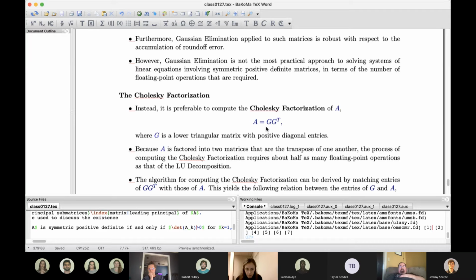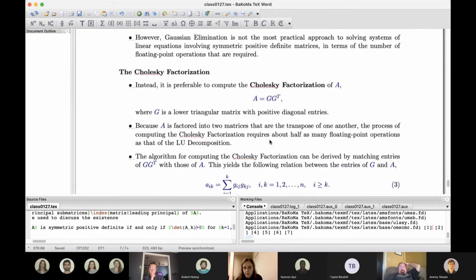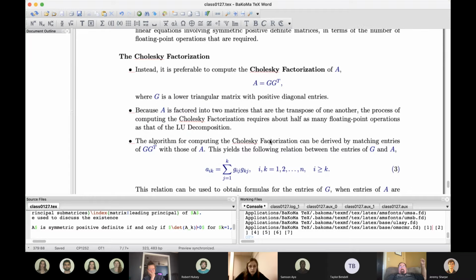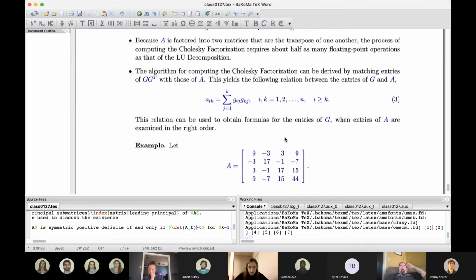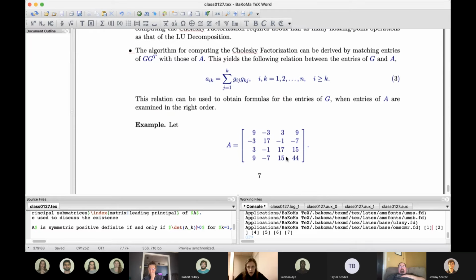Computing the Cholesky factorization, like LDL^T, requires only about half as many operations as LU, because we're taking advantage of symmetry. So how do we figure out the Cholesky factorization? What I'm going to show you is an example in which I take a symmetric positive definite matrix. And notice there are negative entries, they're just not on the diagonal. And we'll actually go ahead and compute this Cholesky factorization by hand.